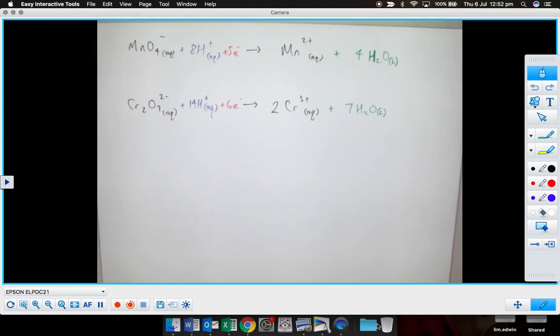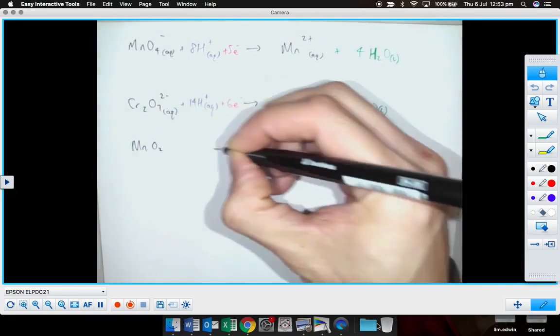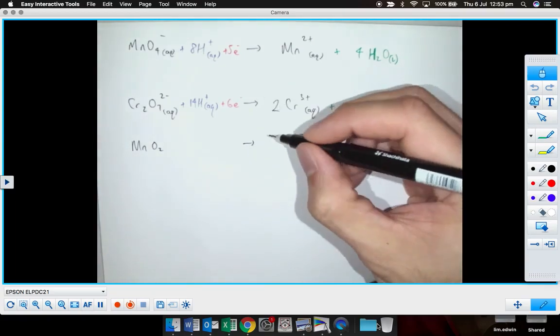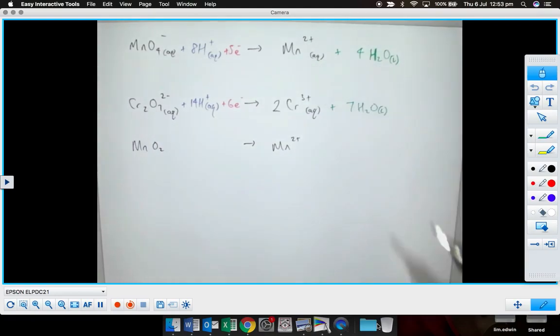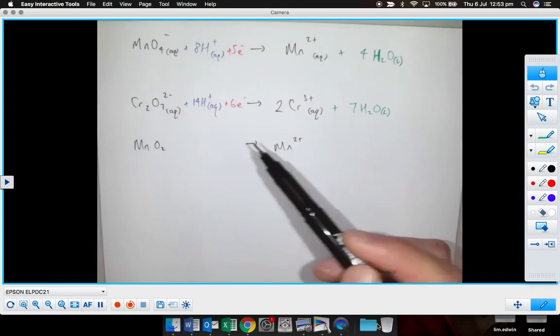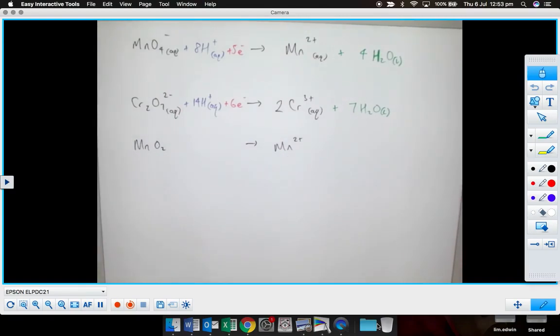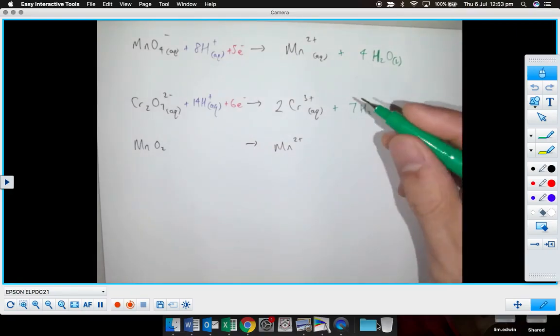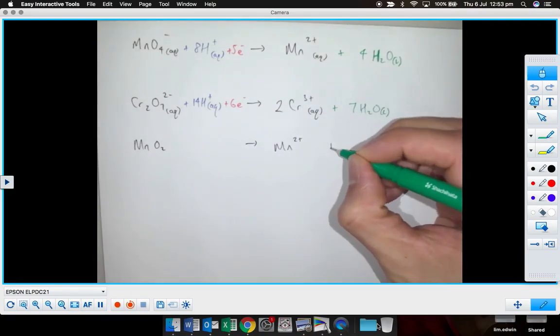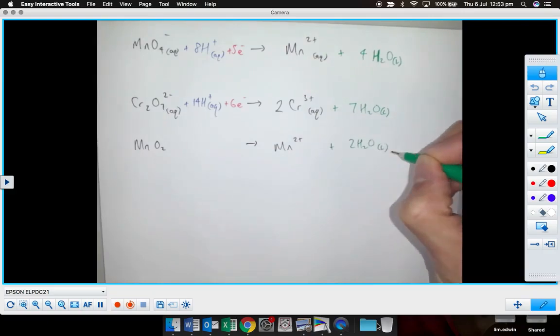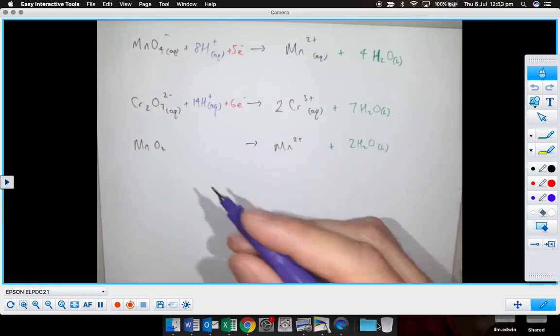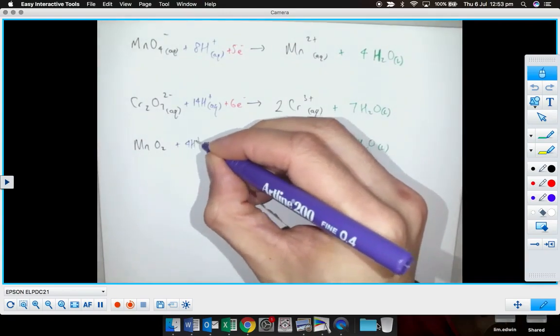Let's have a look at the next example. The next example is MnO2 goes to Mn2+. So let's go through. Are the non-oxygen and hydrogen elements balanced? Yes, they are. So now we can add in waters to balance out the oxygens. I've got 2 oxygens over there, so I'm going to need to add 2 waters over here. Now I need to add in the hydrogens. I've got 4 hydrogens over here and none over here, so I'm going to add in 4 hydrogens here.